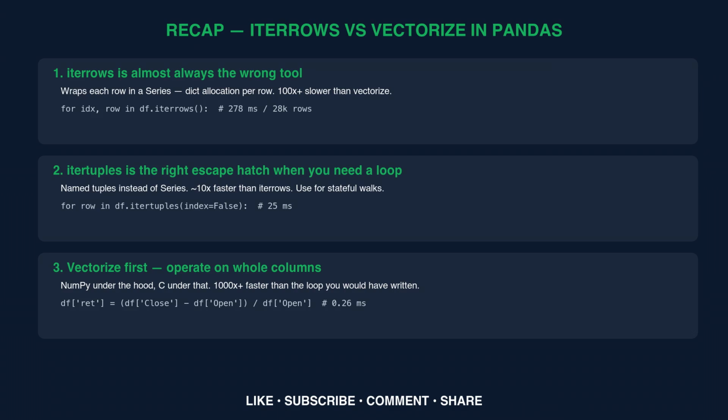Third, vectorize first. Column math, Boolean masks, NumPy functions, and Pandas built-ins like .pct_change all run in C. Hundreds to thousands of times faster than any Python loop.